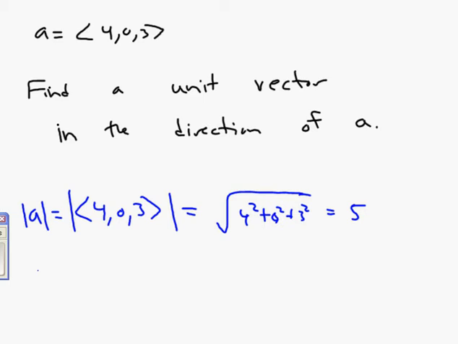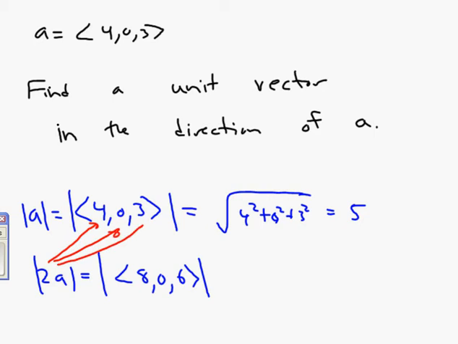What if I take the vector and I double it? I say the norm of 2A. Well, that's really saying the norm or the magnitude of this vector, 8, 0, 6. So that's what it means to take a vector and multiply it by a scalar. You distribute the scalar into all those components. So we just multiply 2 by all of these, and now we have this new vector.